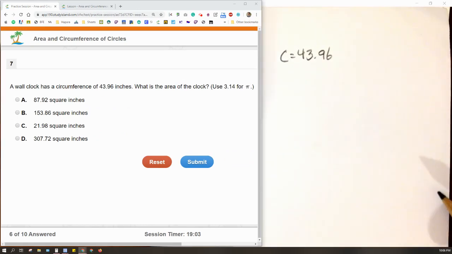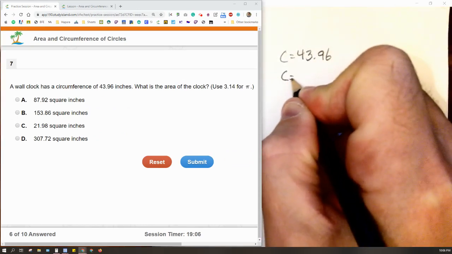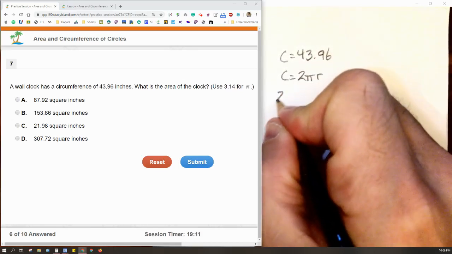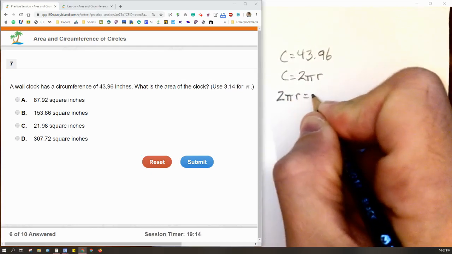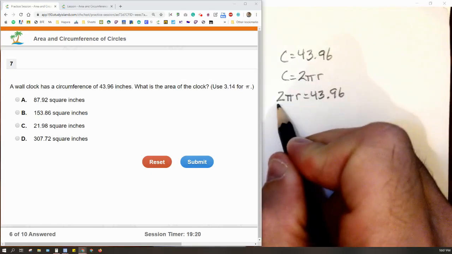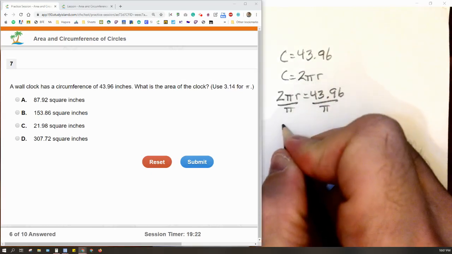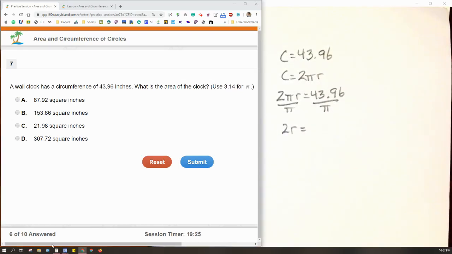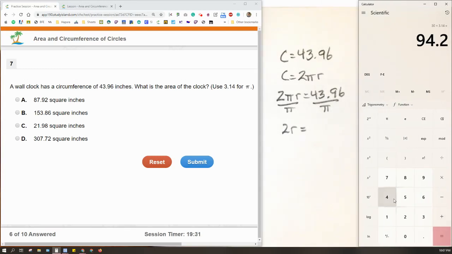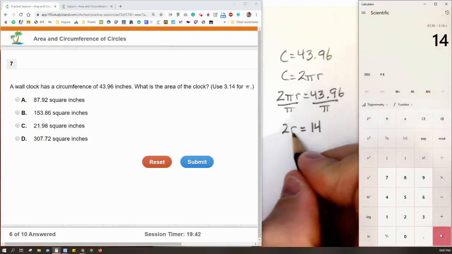All right, so here we go. The circumference is 43.96. So let's not forget the circumference is 2 times pi times the radius. So 2 times pi times the radius is equal to 43.96. Divide both sides by pi. 2 times the radius equals, get your calculator out. You get 43.96 divided by pi, which we're using 3.14 because that's what the problem tells us to do. And we get 14. So 2 times the radius equals 14. Divide both sides by 2.